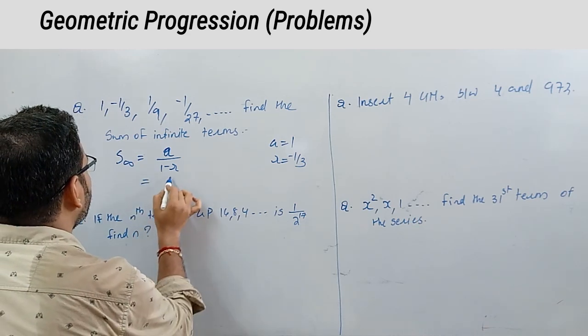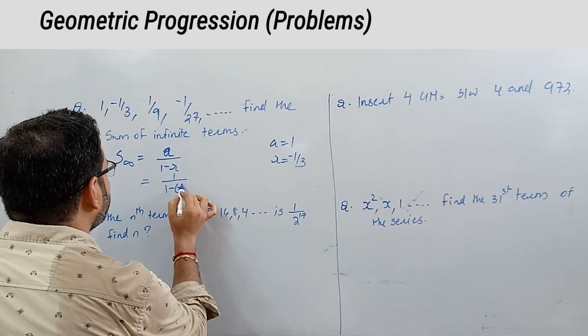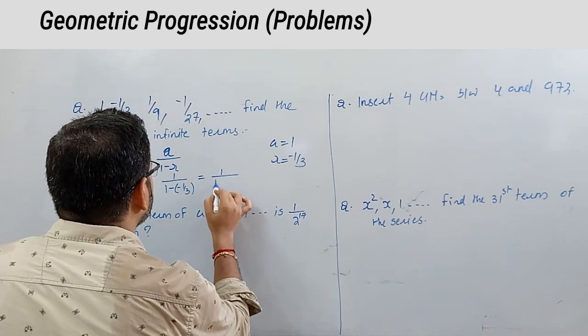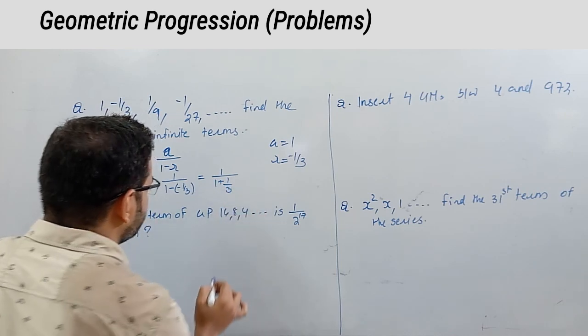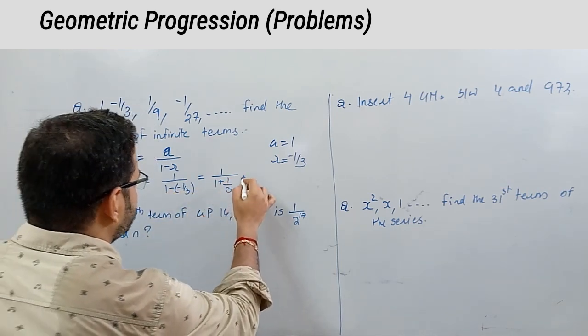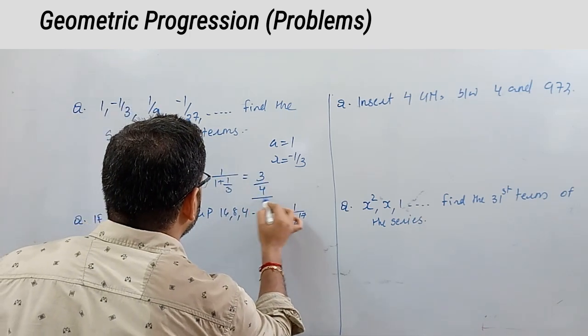That means 1 divided by 1 minus (minus 1 by 3). That implies 1 divided by 1 plus 1 by 3. Taking LCM in the denominator, 3 plus 1, 4 divided by 3, 3 to the numerator, 3 divided by 4 will be the answer.